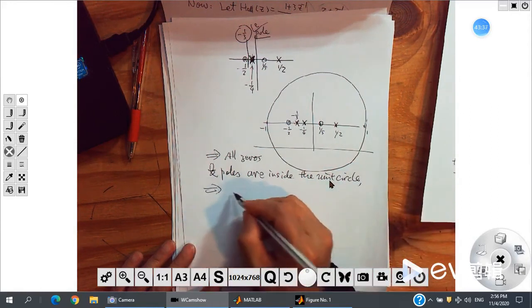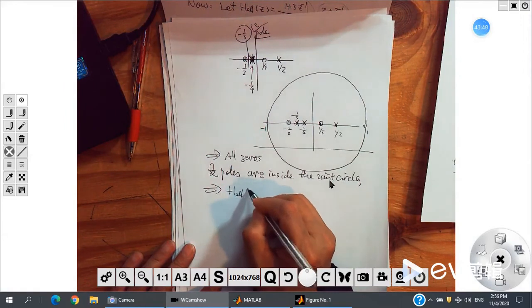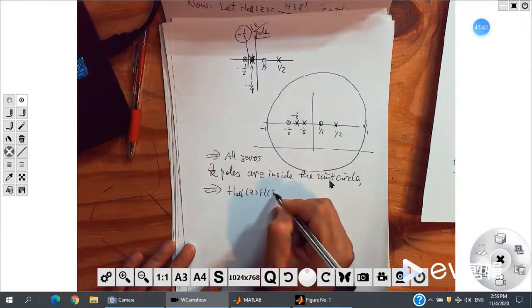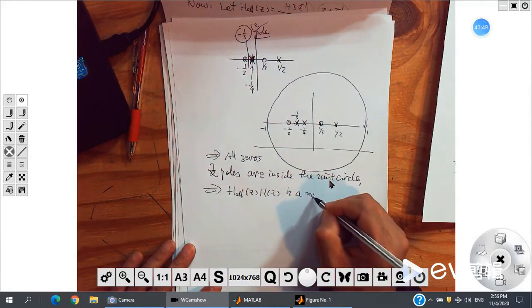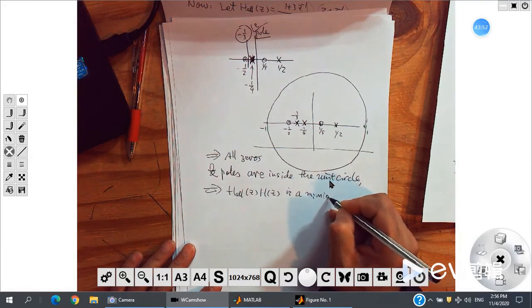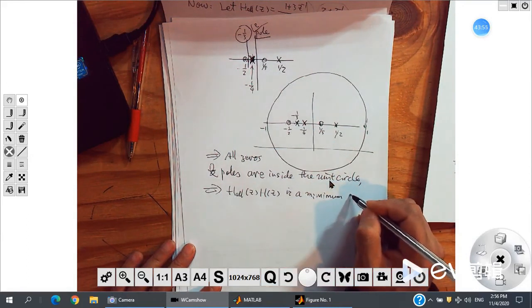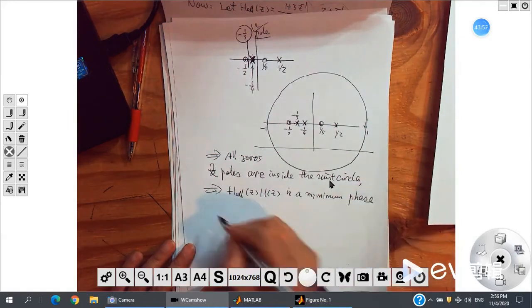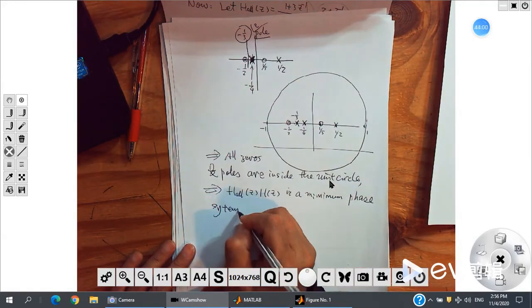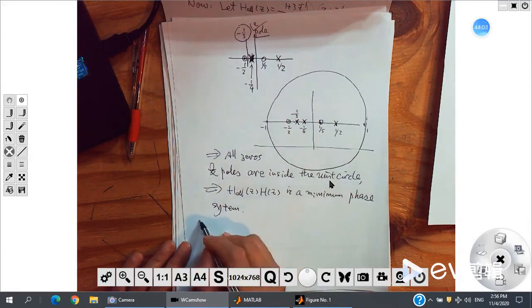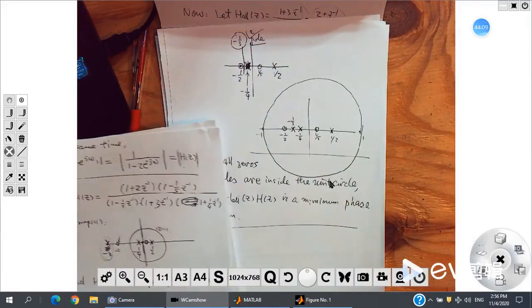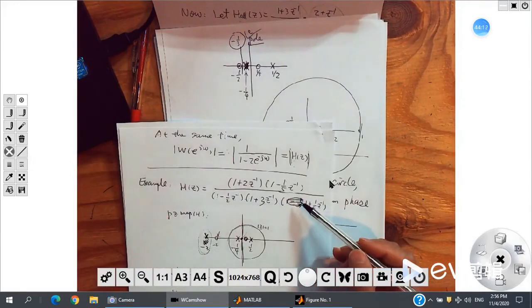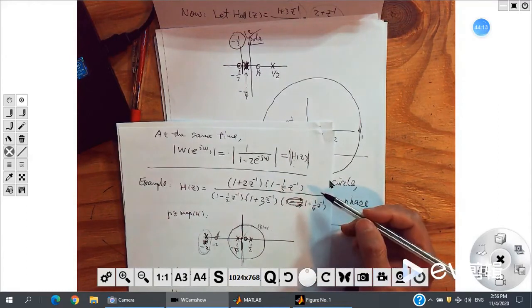Let's see, HR times H is a minimal phase system. All right, yeah. So you can always work like this. When you have an arbitrary filter that looks like this, then you can try to cancel those poles and zeros outside the unit circle.